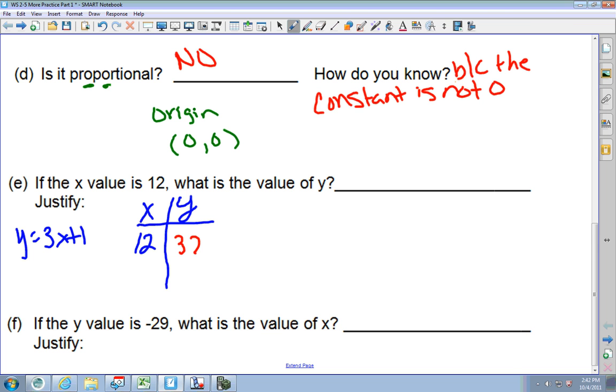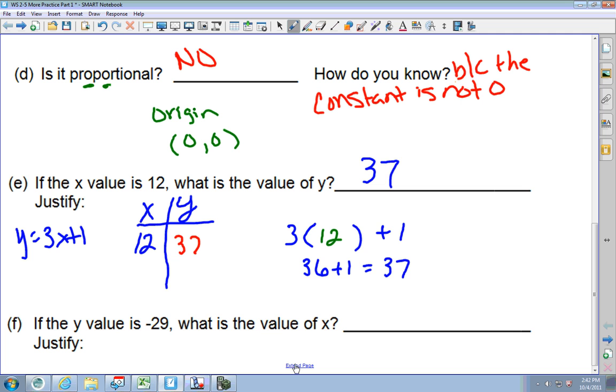Now, if I was working this out by hand, which is what the calculator is doing for us, I have 3 times x. X is 12, plus 1. Well, 3 times 12 is 36 plus 1. That's 37. That's where we're coming up with our answer.